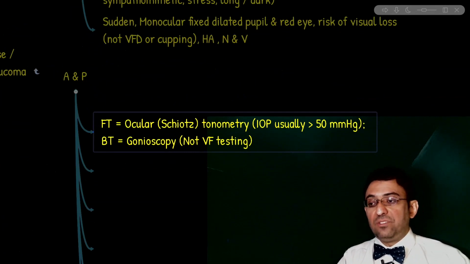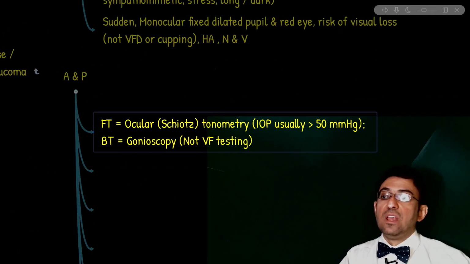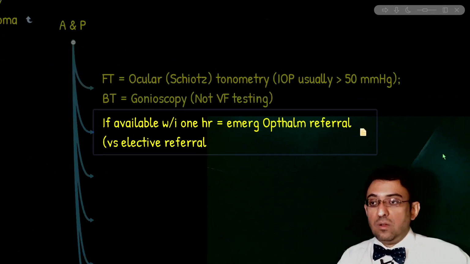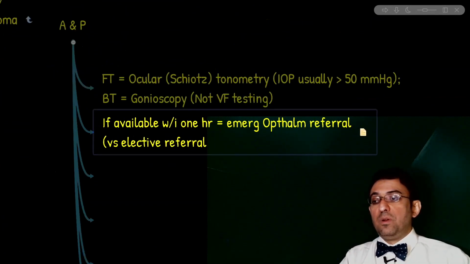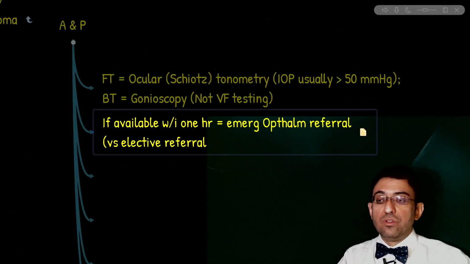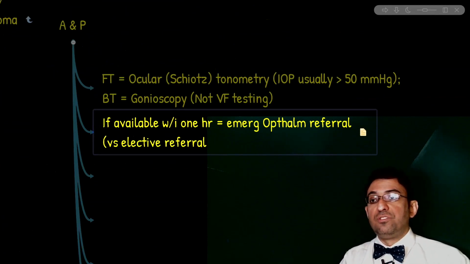What's the best test? The best test differs in acute versus chronic glaucoma. For acute angle closure glaucoma, the best test is gonioscopy. We need to measure the iridocorneal angle. What's the management? Always remember, if an ophthalmologist is available within an hour, the best management is emergent referral, even though you may still try initiating the treatment in the office or emergency room.